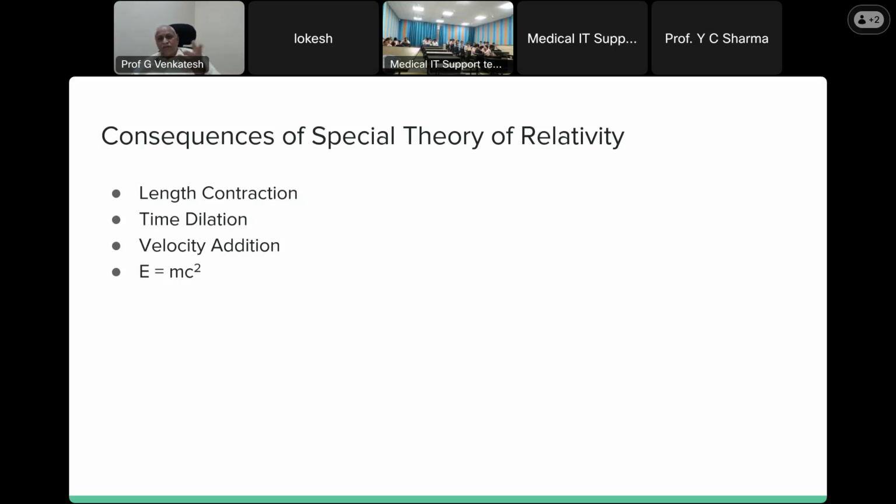And then, of course, the famous Einstein's mass energy relation, E equals mc squared. So here, I would like to mention two important points. The theory of relativity challenges common sense.